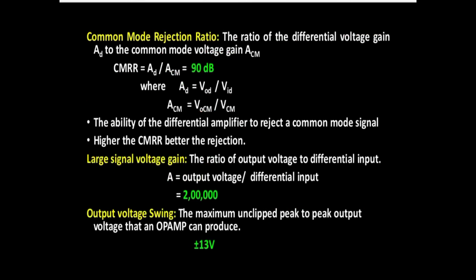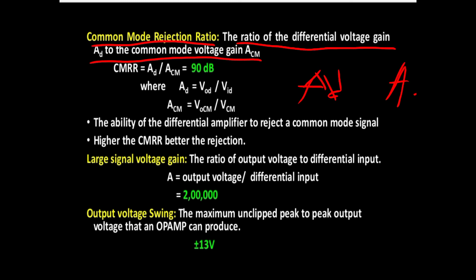Now coming to common mode rejection ratio. Common mode rejection ratio is very important. The definition for common mode rejection ratio is the ratio of the differential voltage gain AD to the common mode voltage gain. We know for an op amp we have two types of modes. First one is differential mode, another one is common mode. For differential mode the gain is AD, and for common mode the gain is ACM. The ratio of differential mode gain by common mode gain is nothing but the common mode rejection ratio. Here observe CMRR equal to AD by ACM equal to 90 dB.